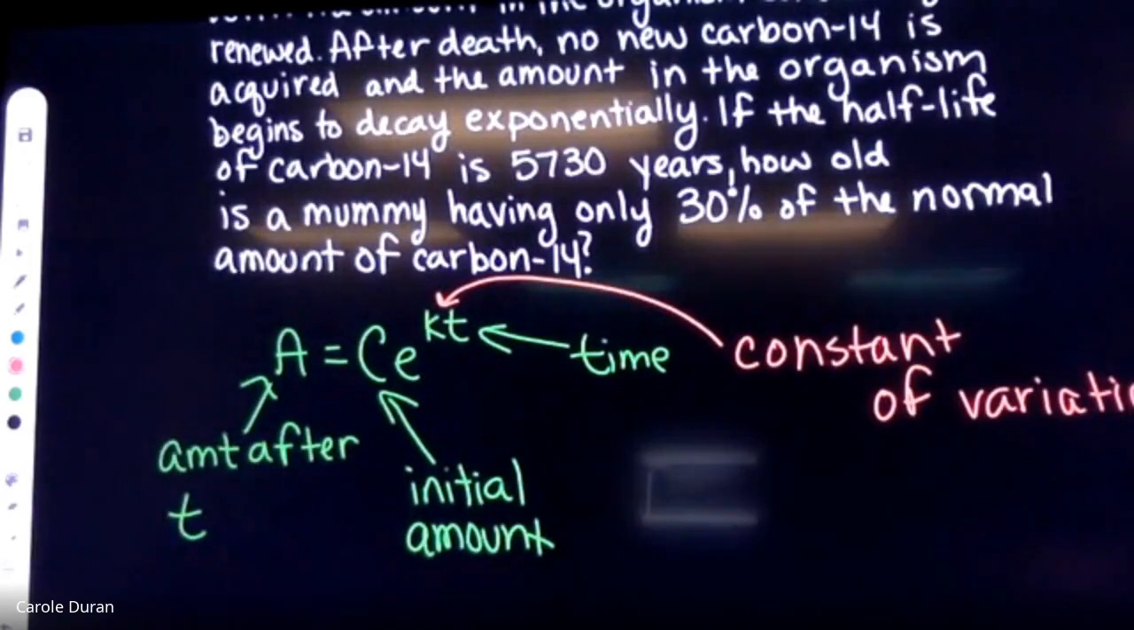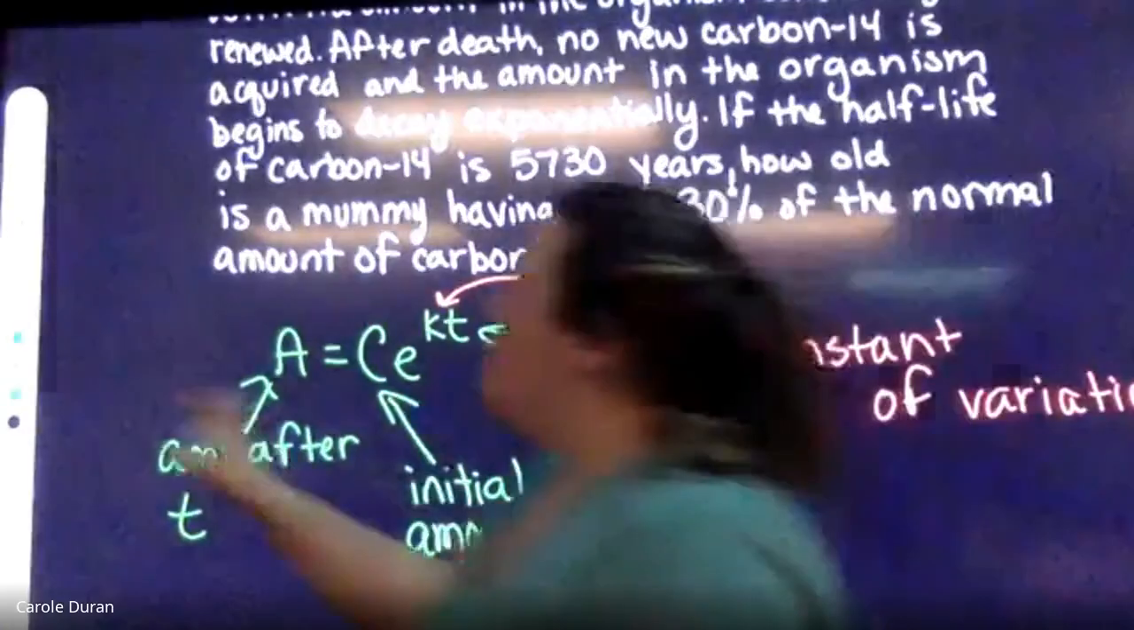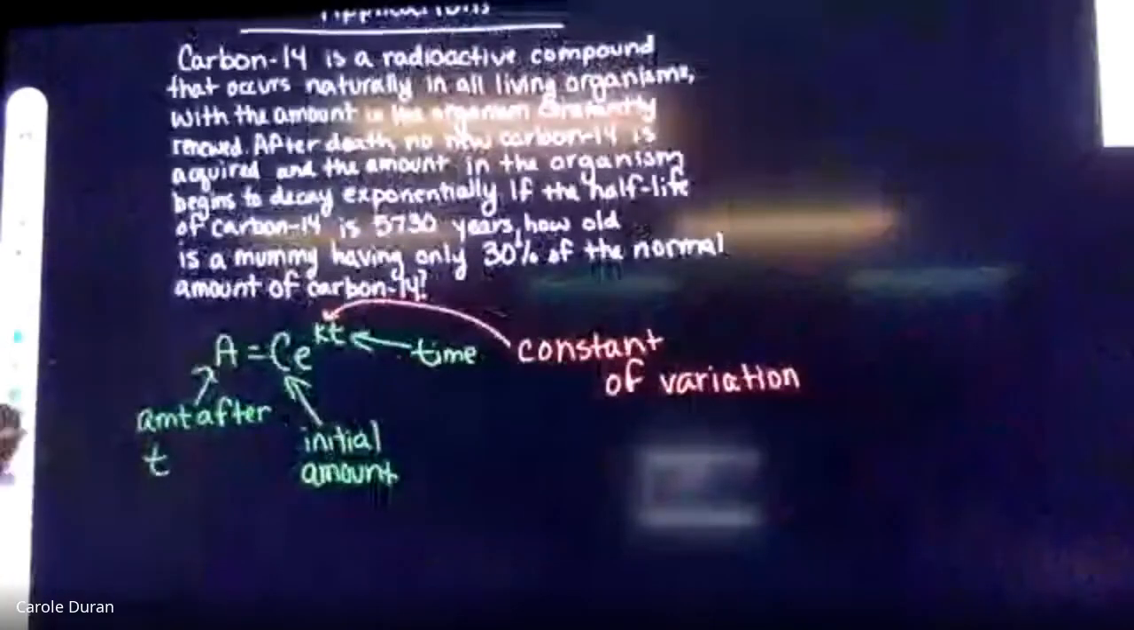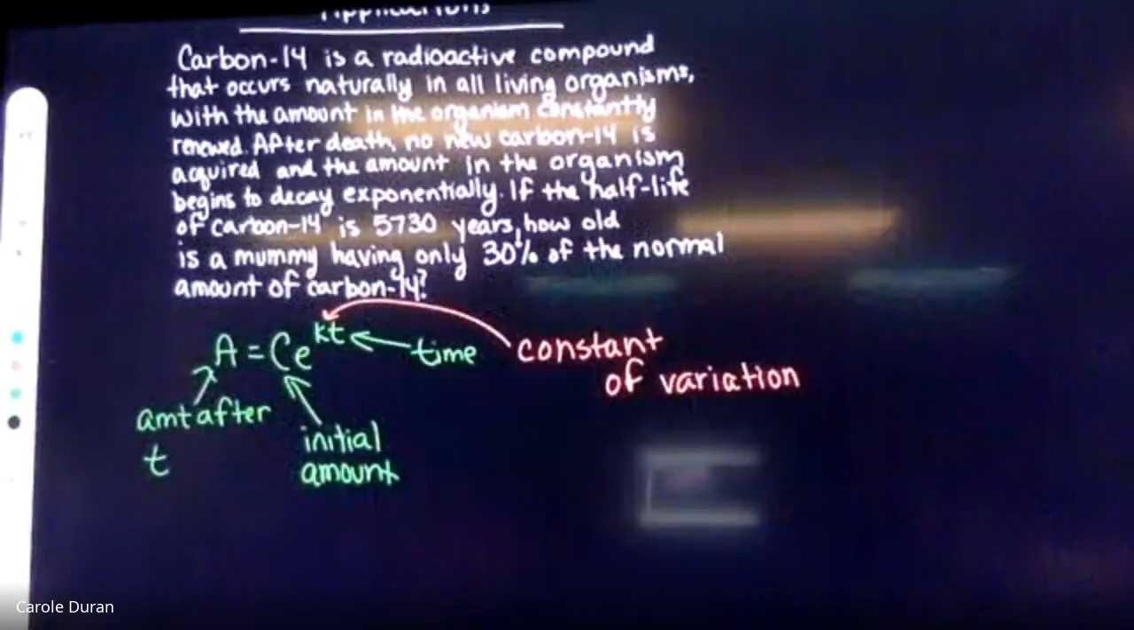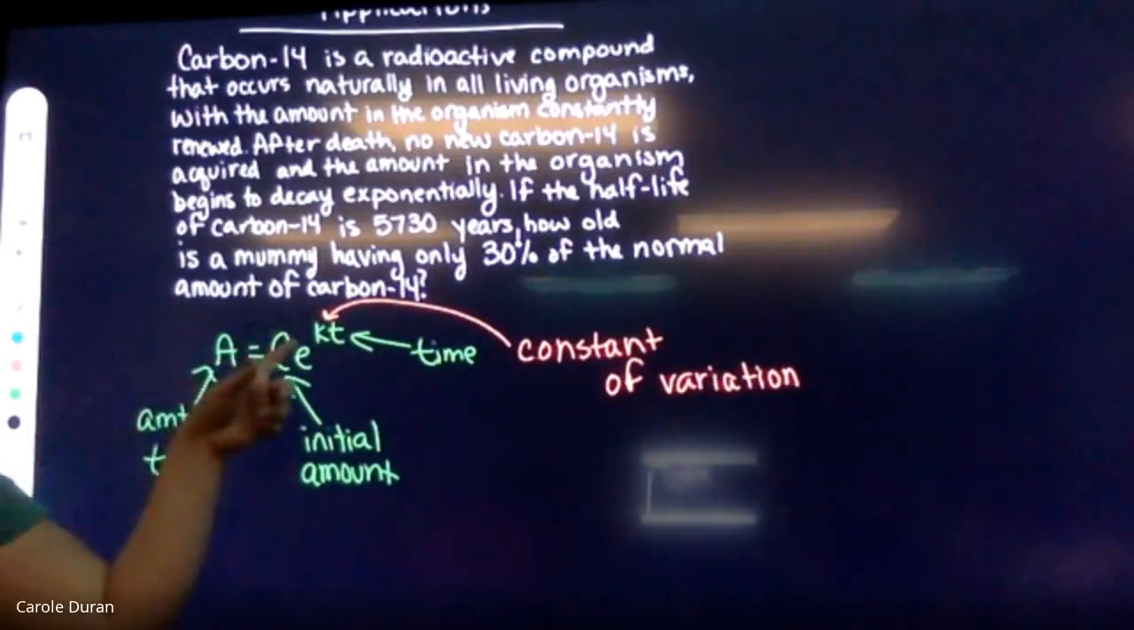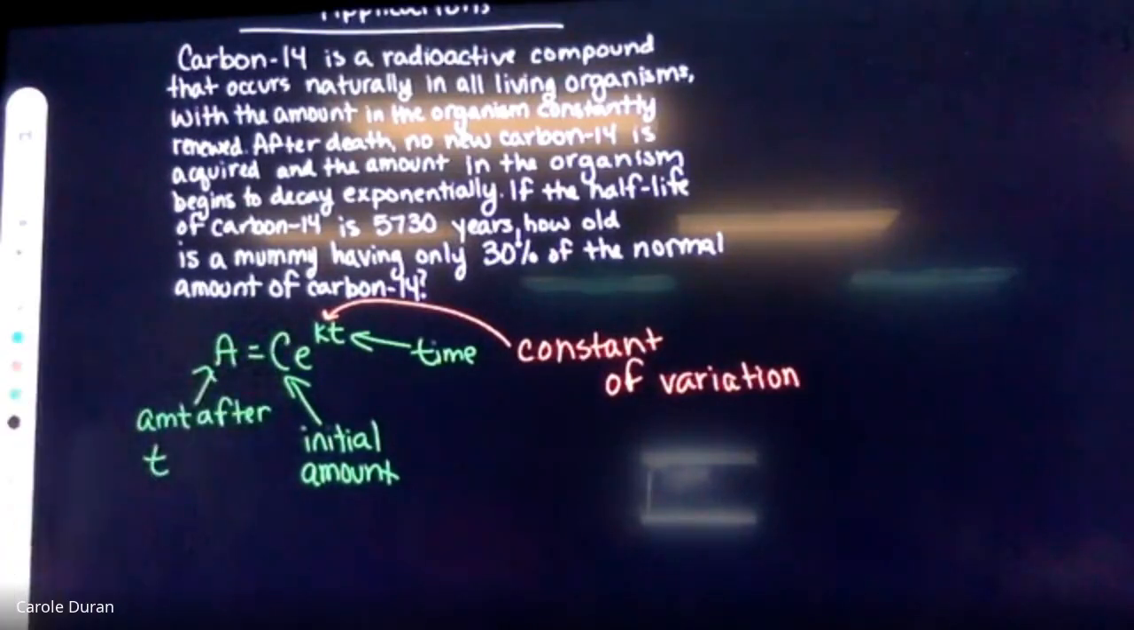So what we're going to do is use this equation to solve this problem. I know we're all so excited. In the end, it's asking us to identify the age of a mummy that only has 30% of the carbon-14 left in their body. I can only solve for this if I know what my K constant is, and I don't, so that's the first thing I'm going to have to solve for.